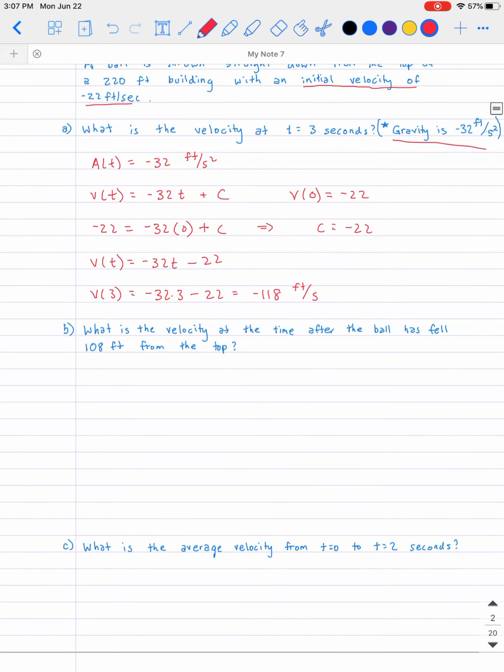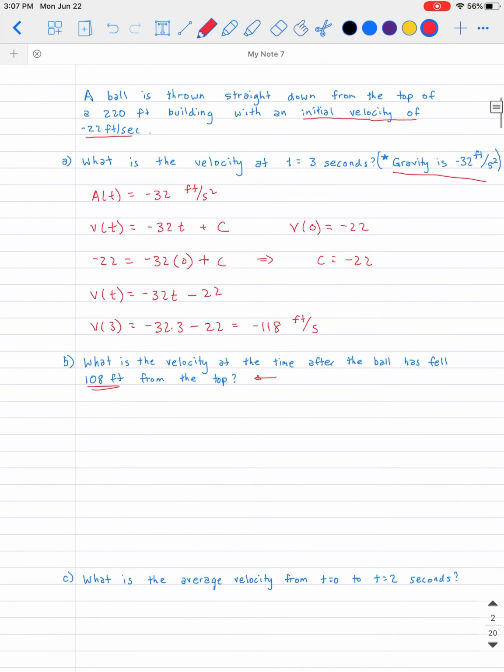What is the velocity after the ball has fallen 108 feet from the top? So with what's given here in terms of what we're trying to plug in, they're giving us a position to actually work with. Now this right here is where the 108 feet comes from. This is something you have to be very careful about because of the wording of this problem. The ball has dropped 108 feet, so the position that we're given, we'll call that x of t for position, or p of t, whatever you want to call it.